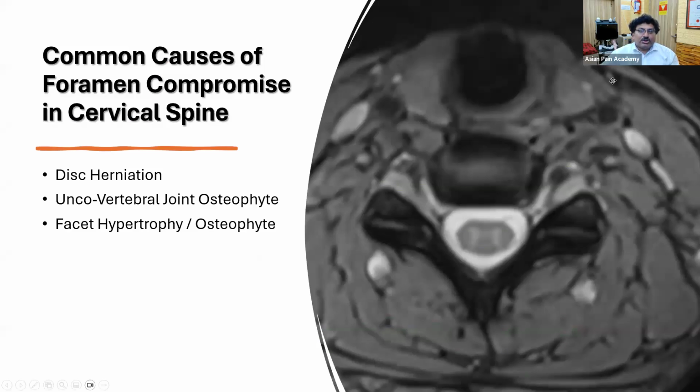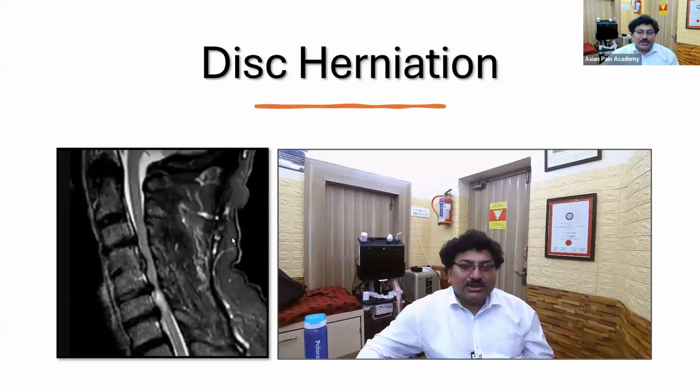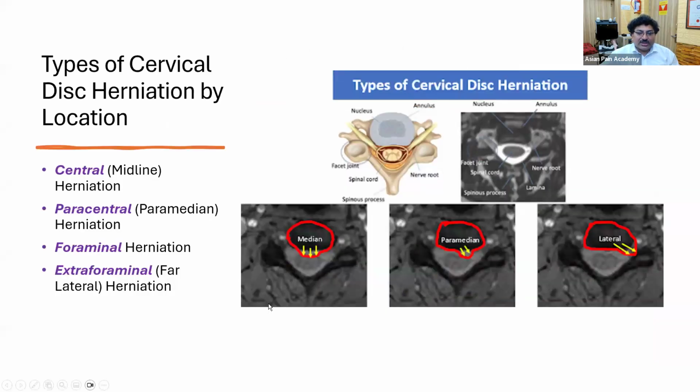Okay. So common causes of the foraminal compromise in the spine: one could be the disc herniation, uncovertebral joint osteophyte, or sometimes facet arthropathy compressing over it. Disc herniation, this is how it looks. Here the disc herniation is comparatively larger and also compressing over the cord. It is not always every time compressing over the cord, but in a number of cases, if the herniation is more, it can compress over the cord as well.